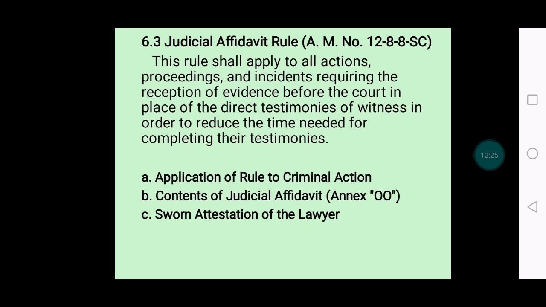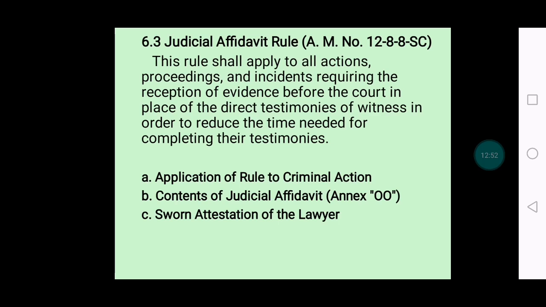Next, contents of judicial affidavit. Number 1 is the name, age, residence or business address, and occupation of the witness. Number 2, the name and address of the lawyer who conducts the examination of the witness and the place where the examination is being held.